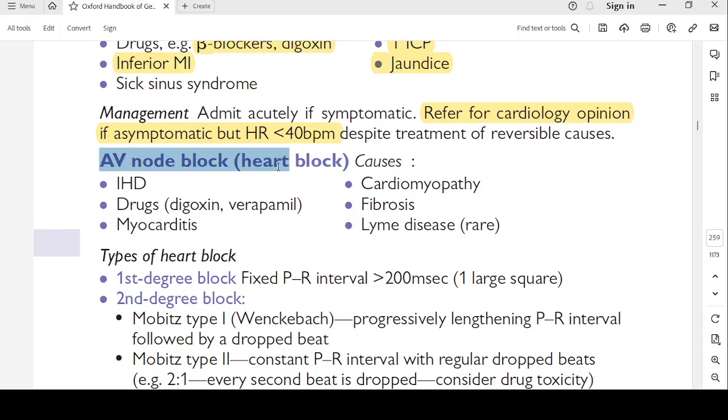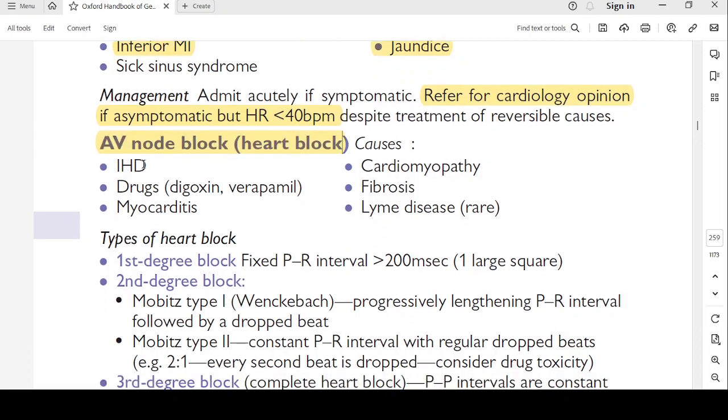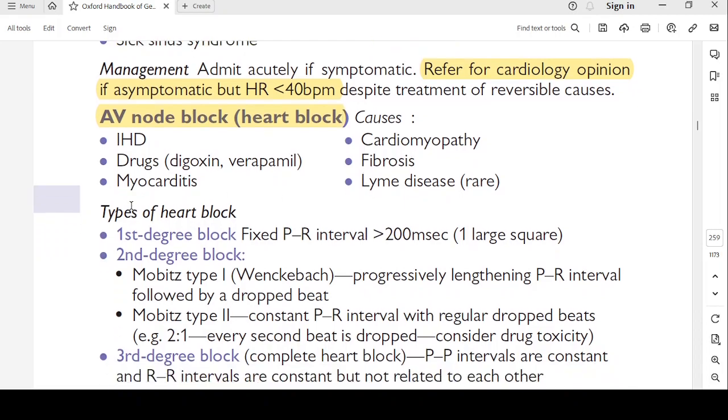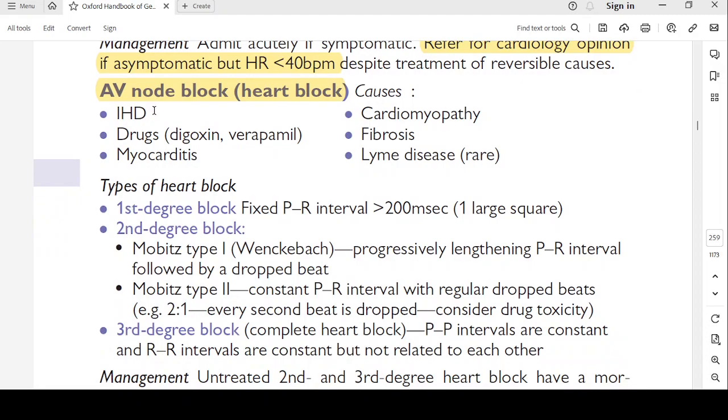AV nodal block or AV block. There could be an AV block. Causes are ischemic heart disease, drugs, digoxin, verapamil, myocarditis, cardiomyopathy, fibrosis or Lyme's disease, which is very rare. These can cause AV block or heart block.